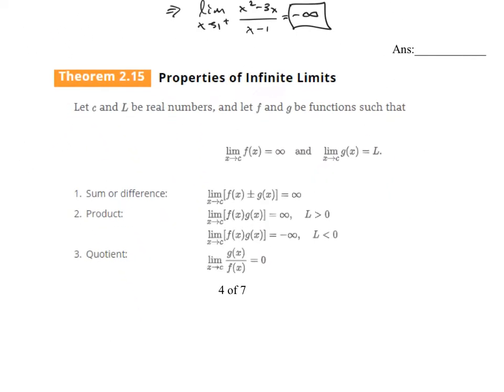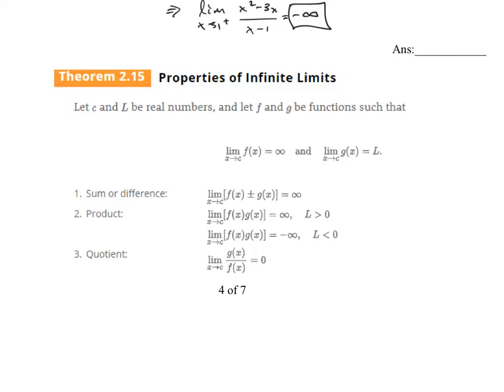Okay, so let's look at properties of infinite limits here. It says let c and l be real numbers and f of x and g of x be functions such that the limit as x approaches c of f of x equals infinity, and the limit as x approaches c of g of x equals l. So what happens if we add, subtract, multiply, divide these limits? Because those are all rules.